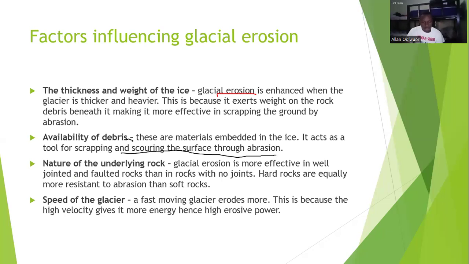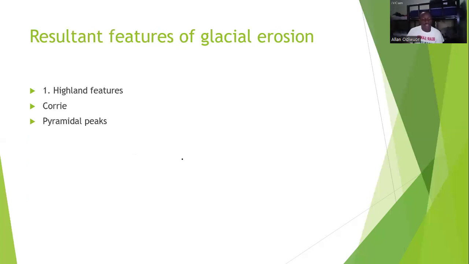Nature of the underlying rock. Now, this one, glacial erosion is more effective in well-jointed and faulted rocks than rocks with no joints. So hard rocks are also more resistant to abrasion than soft rocks. Another one is speed of the glacier, the speed at which it moves. A fast moving glacier erodes more. This is because of the high velocity and hence high erosive power.